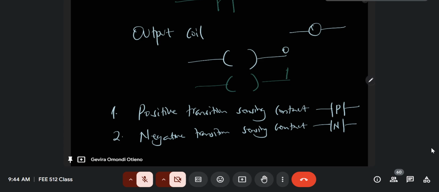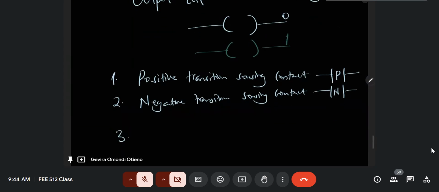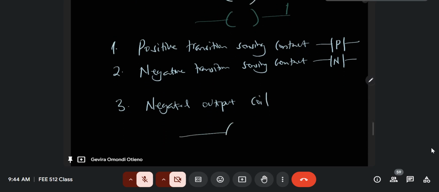So it's important that I indicate that we can use this type of symbols later for other purposes. The other one that's also very common that I need to mention is what we call the negated output coil. So we know that the output coil is this, meaning the output coil is just what I usually say is a follower.